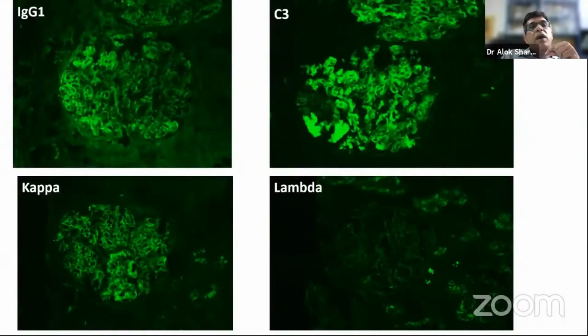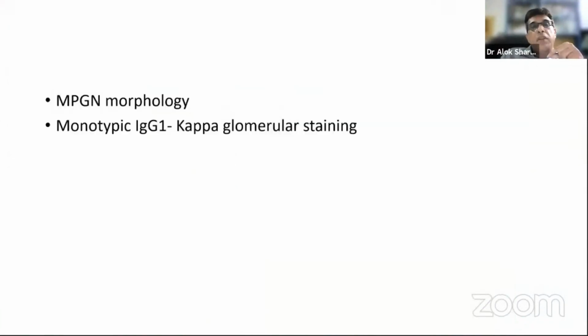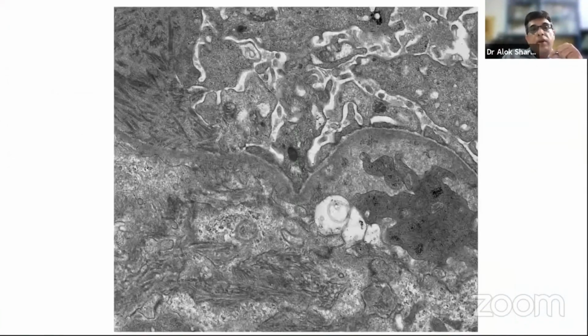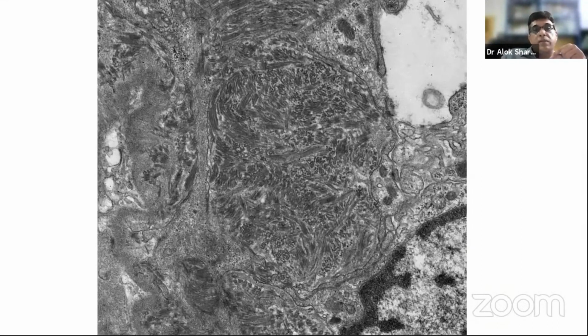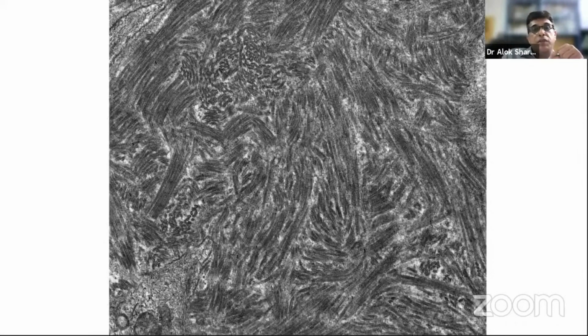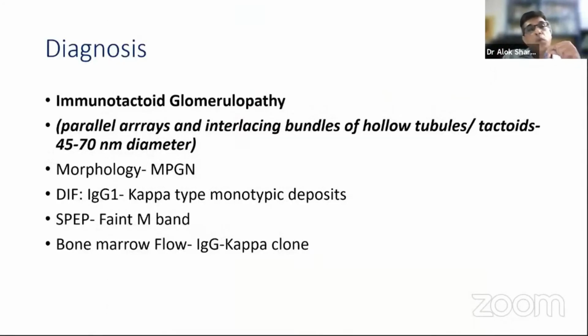When you look at the IF, it was showing IgG, C3, and there was a monotypic kappa. So it was an IgG1 kappa kind of proliferative GN. So PGNMID, if you're not doing an electron microscopy, it's a case of PGNMID. But when we did the electron microscopy, there was something here. If this is a low power view, I'll just come to the higher power. So there were parallel bundles and arrays of tubular structures which were hollow core. So the diagnosis was actually an immunotactoid GN.